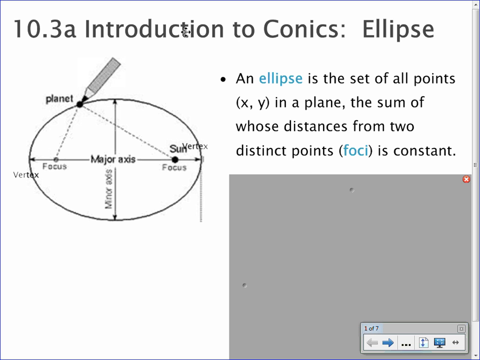Okay. What do I mean by the sum of the distances from our two distinct points, our foci? We have one focus, two foci. That's plural, I promise. It's like cactus and cacti. So this distance right here is always going to be the same in your ellipse no matter what point you're talking about. Let me give you a demonstration.